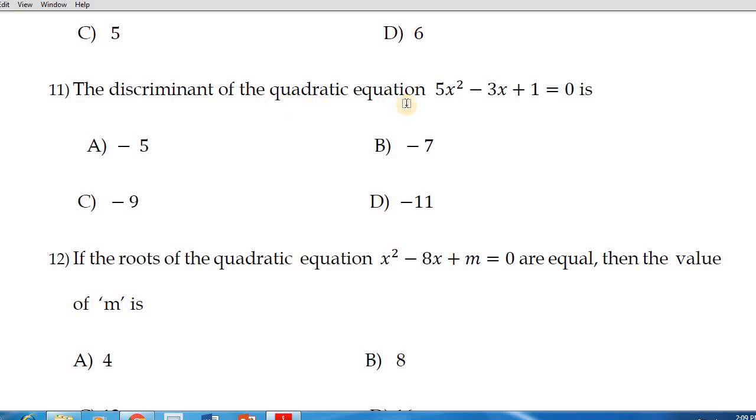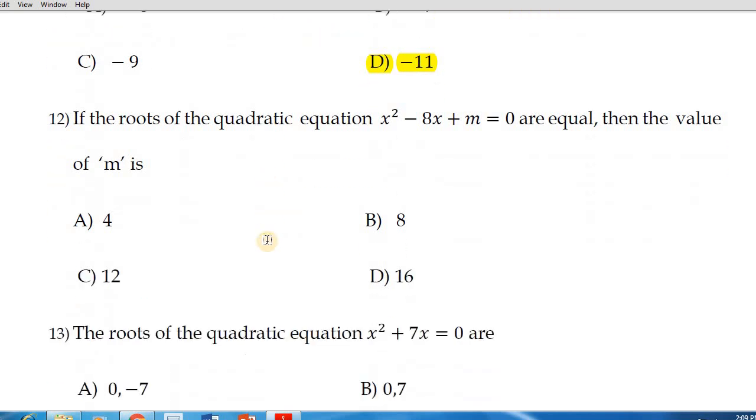Another question on discriminant, children. The discriminant of the quadratic equation 5x square minus 3x plus 1 equals 0 is. Options are minus 5, minus 7, minus 9, minus 11. It is a direct question. Find the a, b, c values and find the value of b square minus 4ac. So we'll get the answer, that is D, minus 11.